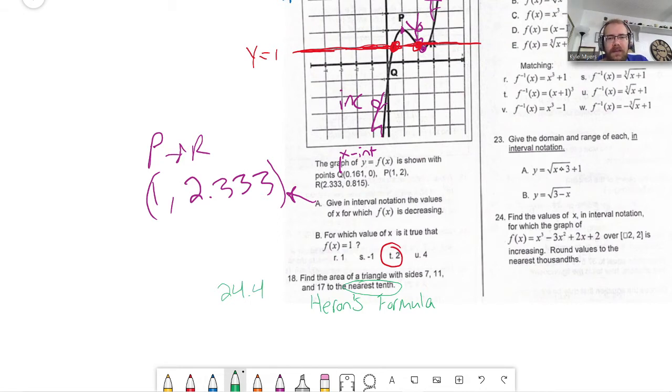And that's it. It doesn't specify units, so I don't need to include units.